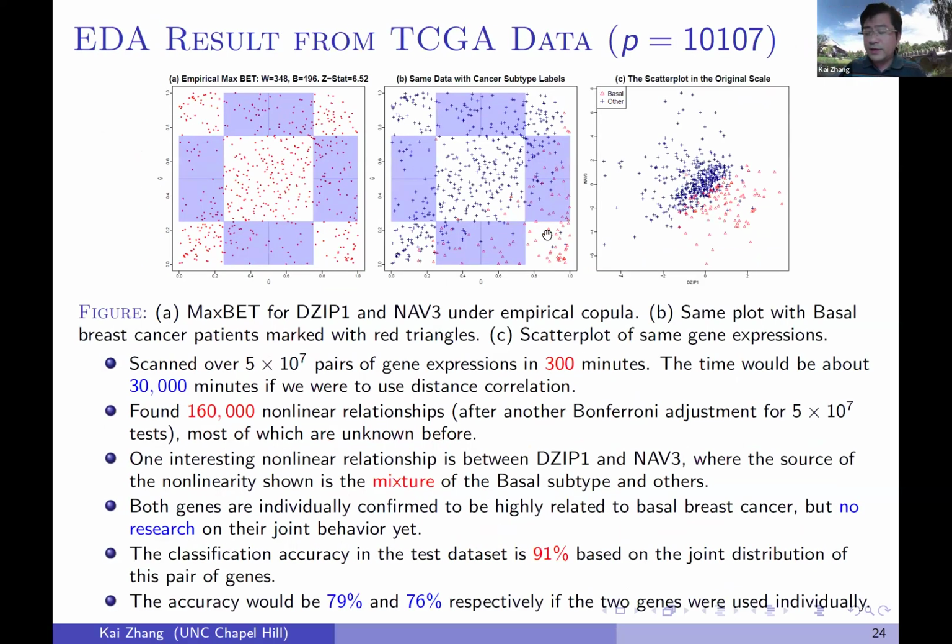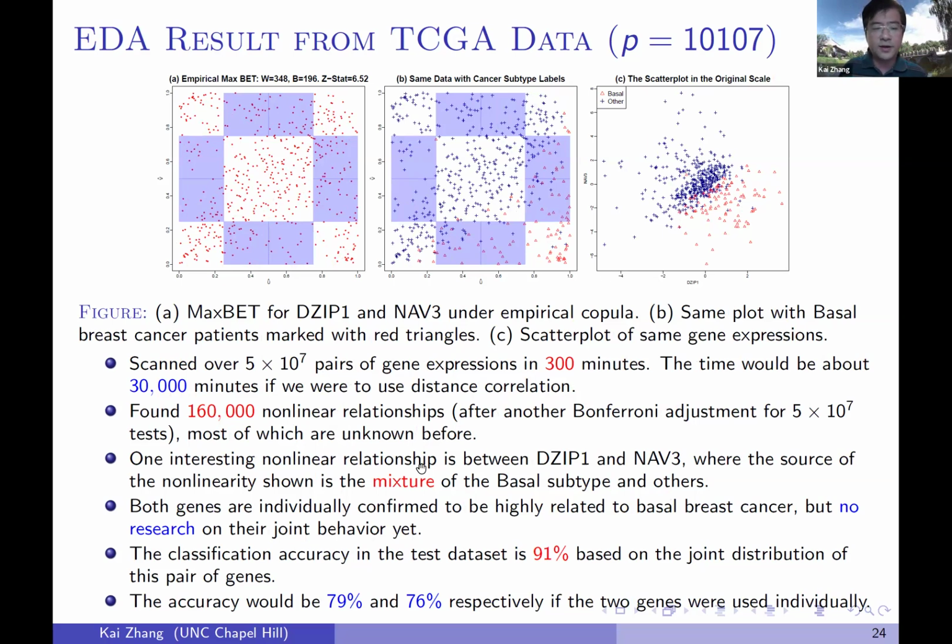All right, and we did apply this same method to real data, right? So this is the TCGA breast cancer data where there are 10,000 genes, and 50 million pairs. If we were to use a decent correlation method, it could take us 30,000 minutes, but for us it's about 300. So we're much faster. Out of the 50 million, we identified 160,000 nonlinear relationships, most of which were not known before.